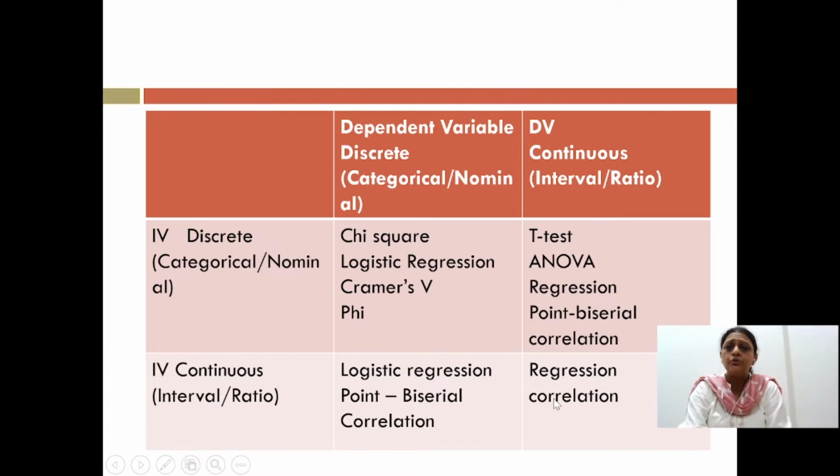And now if both the variables, dependent and independent, are on an interval or ratio scale, then you have two options, regressions and correlations. So this is how you can decide which kind of test you can use for analysis of your data and to test your hypothesis. So in this session we'll focus on t-test, ANOVA, regression and correlation.